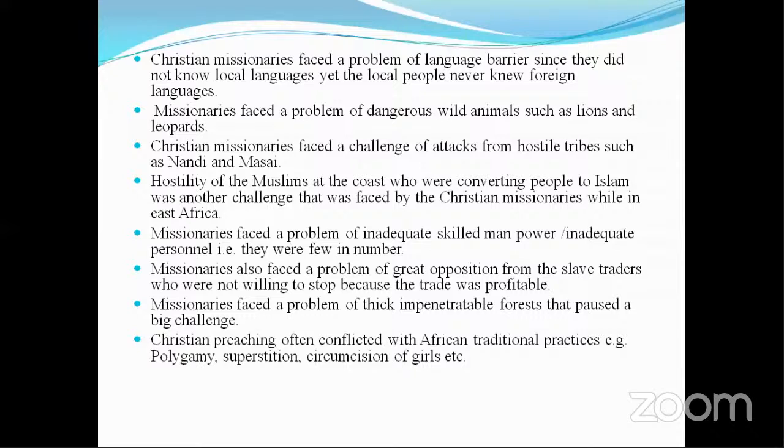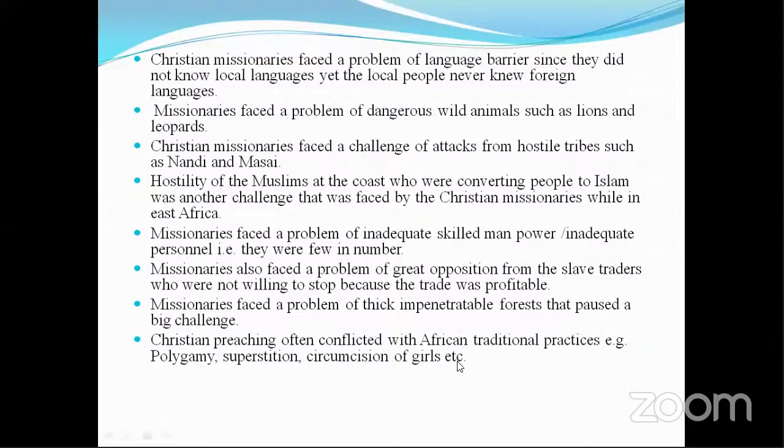Like superstition, someone could scare off others, like a scarecrow in a certain village, saying that one can even predict and tell you when you are going to die. You understand? Superstition. So circumcision of girls was not all right, so missionaries preached against this. But then Africans were like, no, this is our culture. So it was such a big problem to the missionaries.